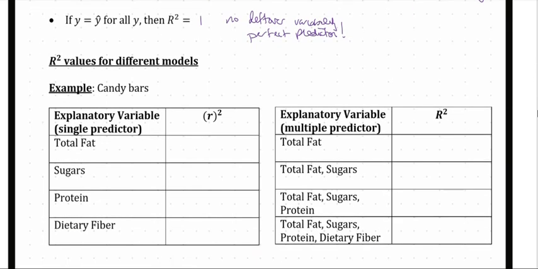On the left-hand side, this is all going to be simple linear regression models. On the right-hand side, we're going to see what happens when I build up multiple regression models, but adding one variable at a time. Now, this is not the way we would typically build a multiple regression model.